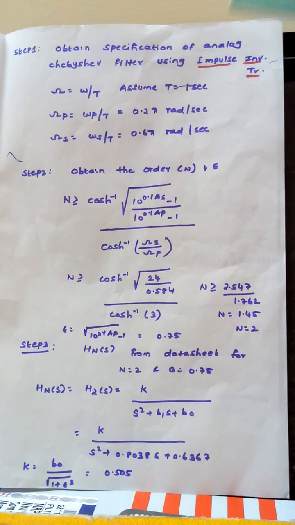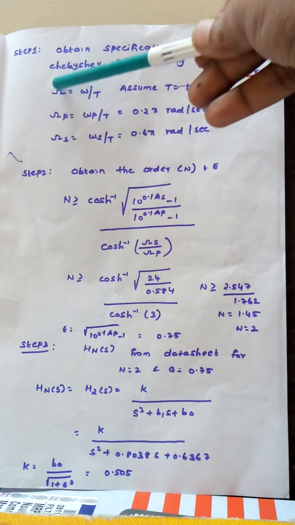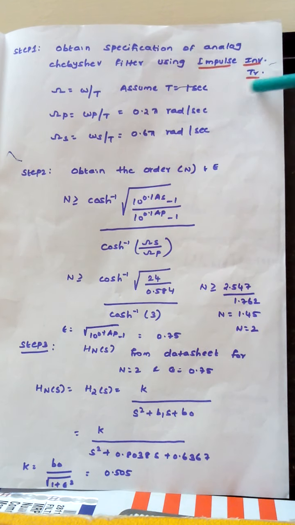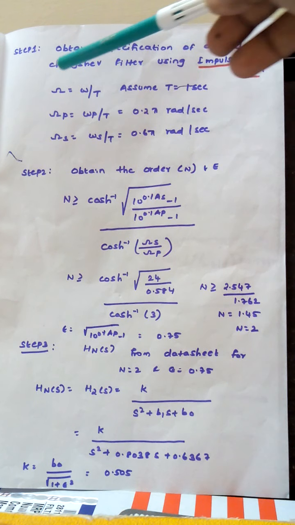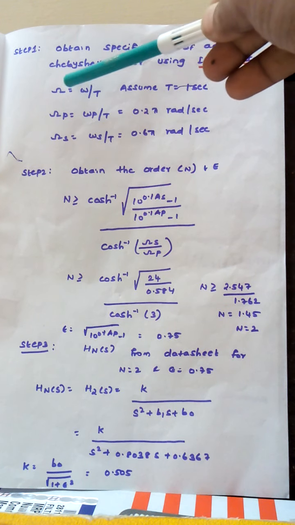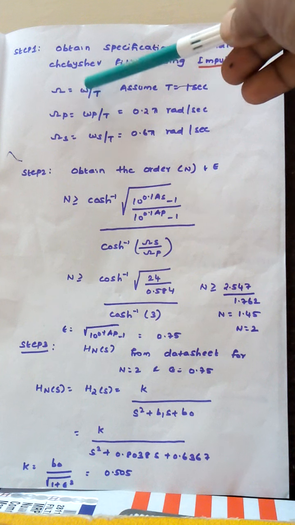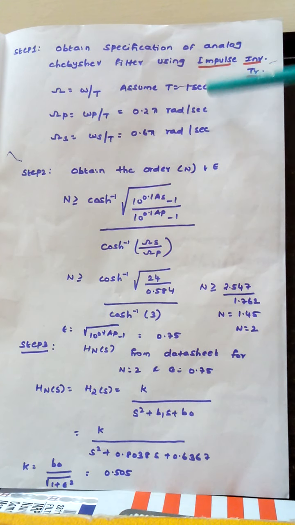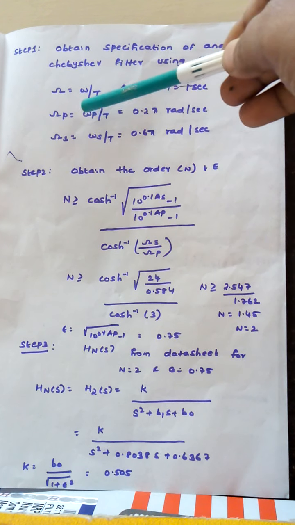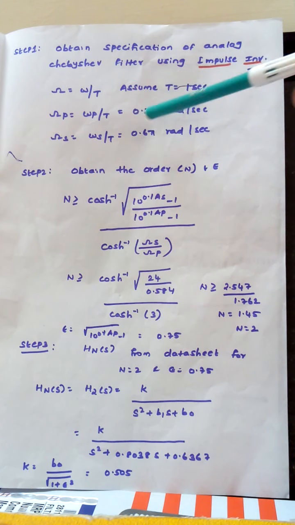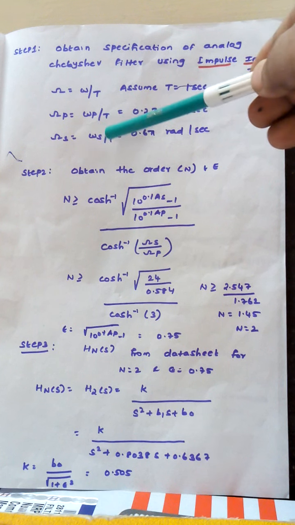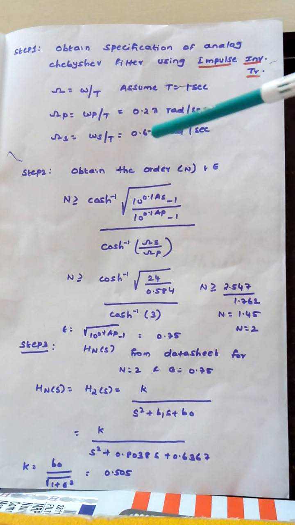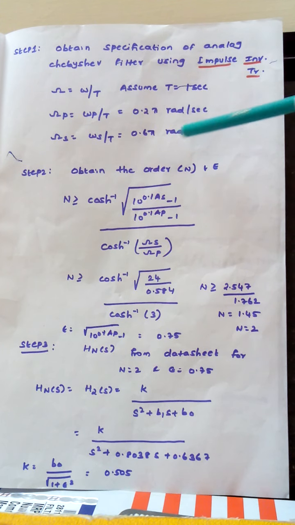Next, step 1: they have given the digital frequency, so we have to convert it into analog frequency. We have to apply the impulse invariant transformation. The relationship is that the analog frequency is the digital frequency divided by T. Here also we assume T is 1 second. So Ωp equals 0.2π and Ωs equals 0.6π radians per second, because the T value is 1.